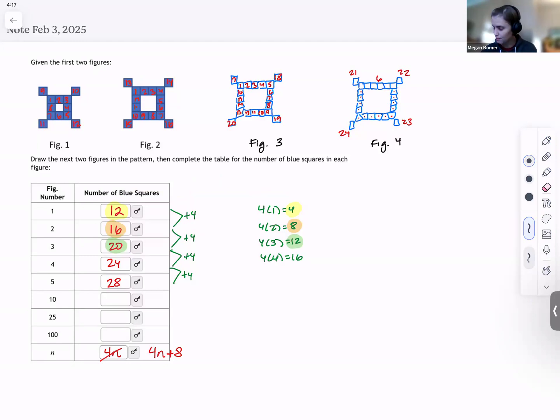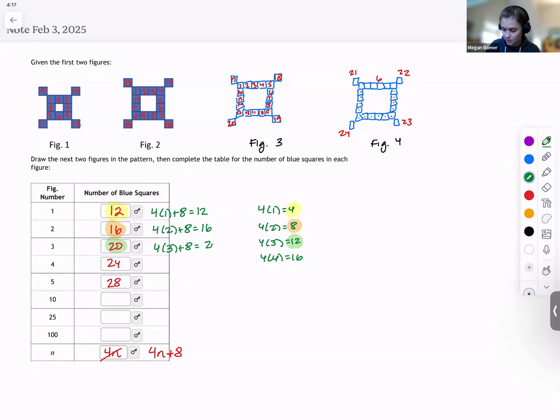So we can check for like figure number 1. Figure number 1, it's saying take 4 times the figure number and then add 8. So 4 times 1 is 4 plus 8 is 12. Take 4 times the figure number and then add 8. So 8 and 8 is 16. 4 times the figure number and add 8. 12 and 8 gives us 20. 4 times the figure number and add 8. 16 and 8 gives us that 24. So this matches up with the values that we had already seen.